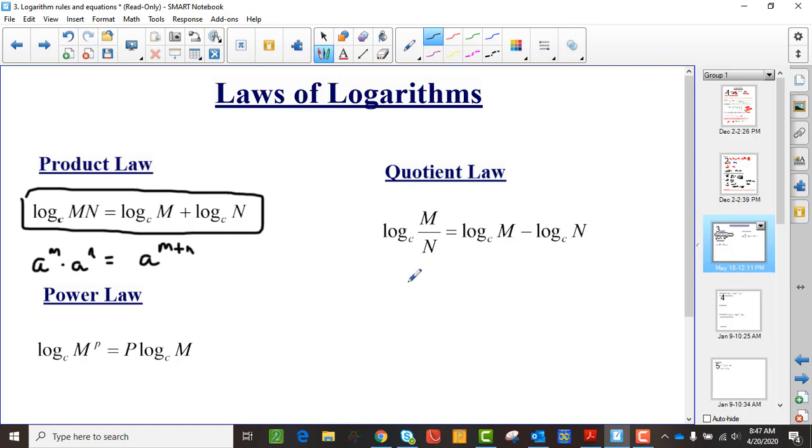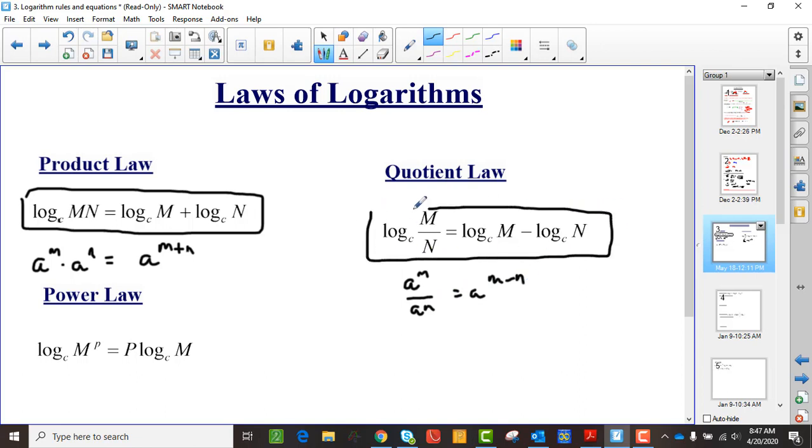Same thing with division. Remember your division rule: a to the m divided by a to the n would give you a to the m minus n. So logarithms follow those rules for power. If you're dividing log of something over something, it becomes log of the numerator minus log of the denominator. And again, it's because logs are powers.